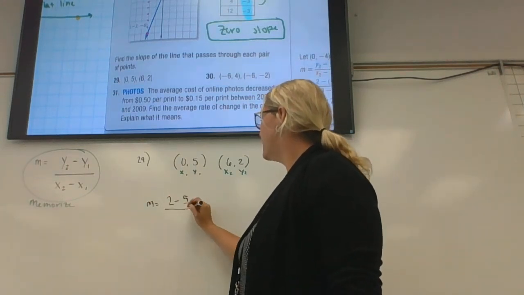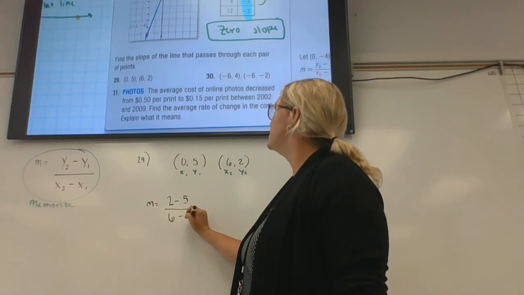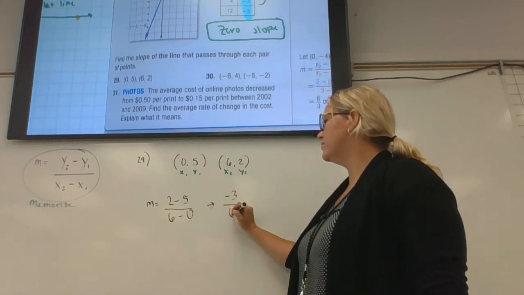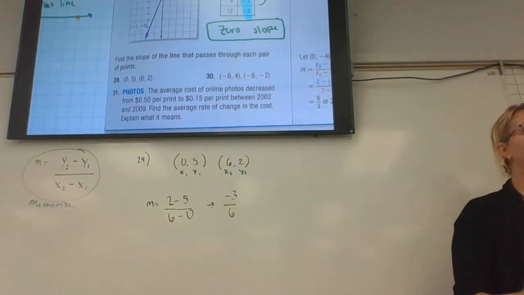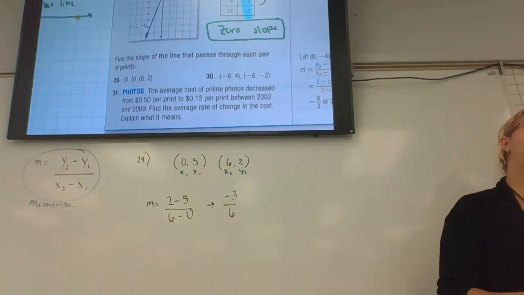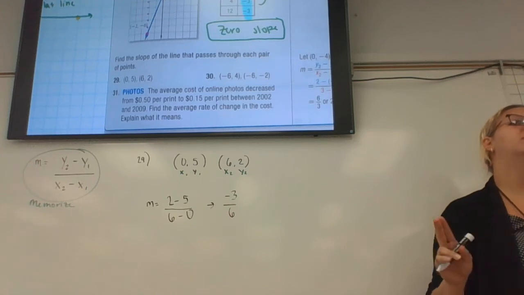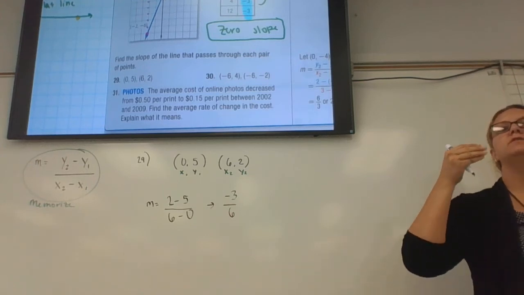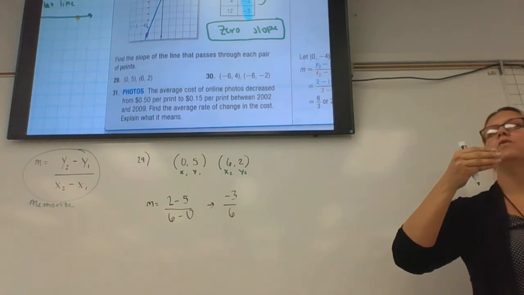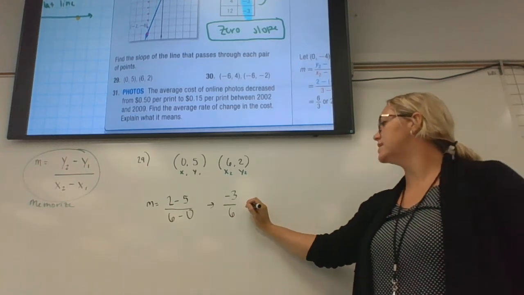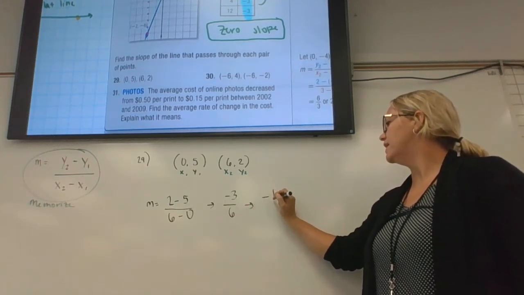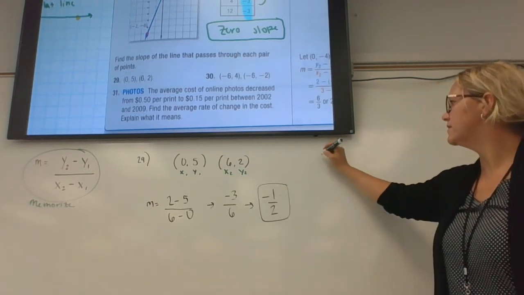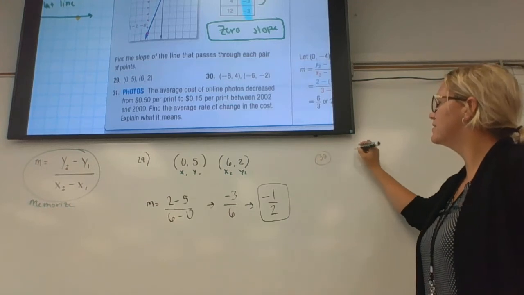So 2 minus 5 over 6 minus 0. -3 over 6. So I'm going to give you like half credit. I even would give you more than half credit if you got this far. For your slope, I just want your fractions in simplest form. So reduce the top and bottom by 3. And I got a -1 over 2 for full credit.